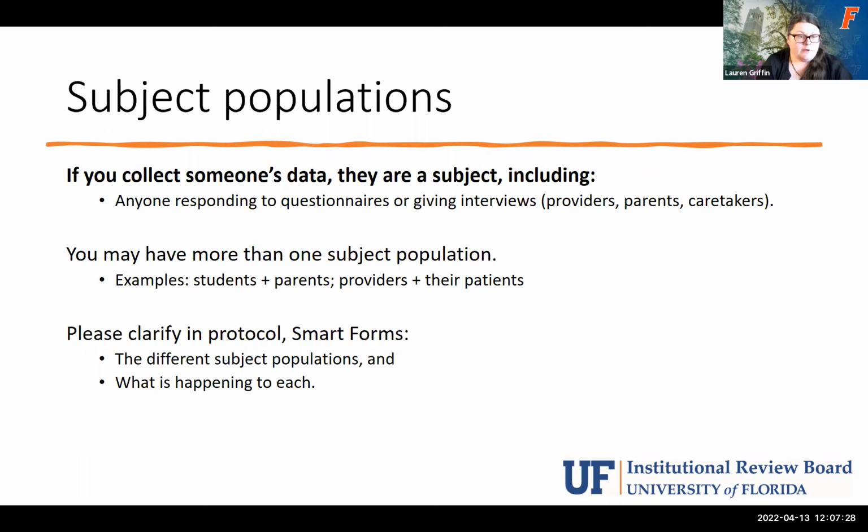So it's really important when we talk about subject populations in our protocol and in our SMART forms that we clarify whether or not we have multiple subject populations, what these different populations are, and what's going to happen to each of them.